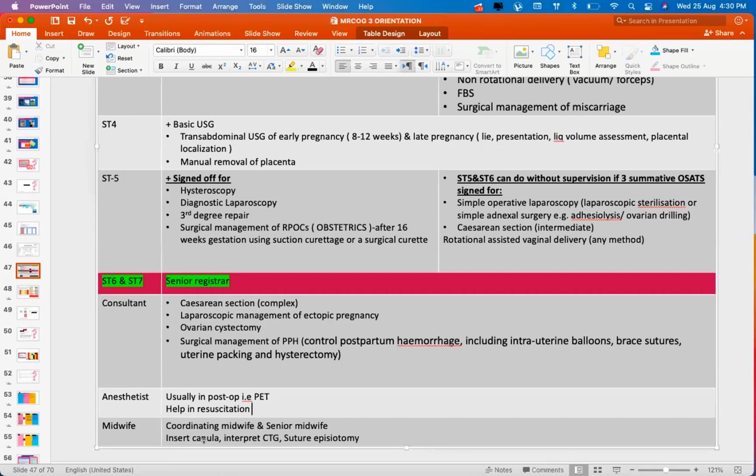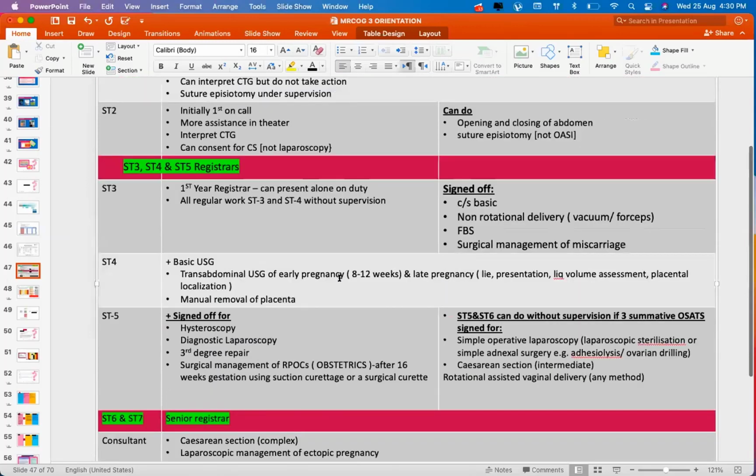So they can insert cannula, they can interpret CTG, but definitely they cannot take action. They can escalate for help because they're very much experienced in interpreting the CTG. And they can suture episiotomy without supervision, depending upon whether their OSATs have been signed off or not. So this is only related to the obs.